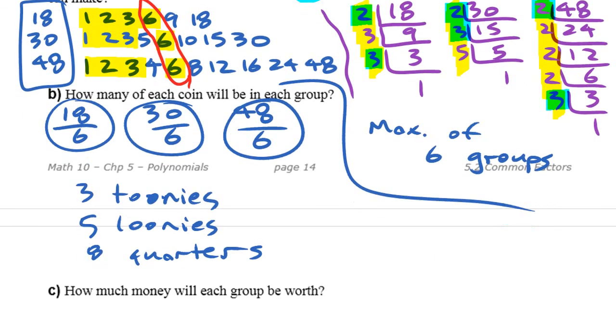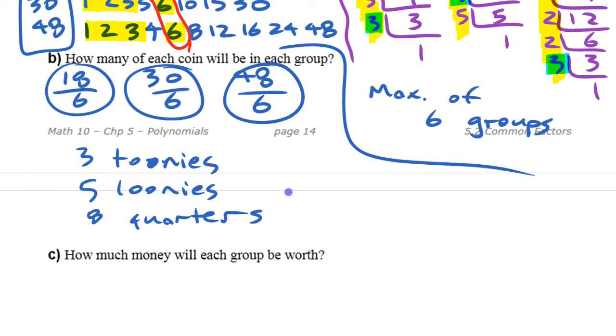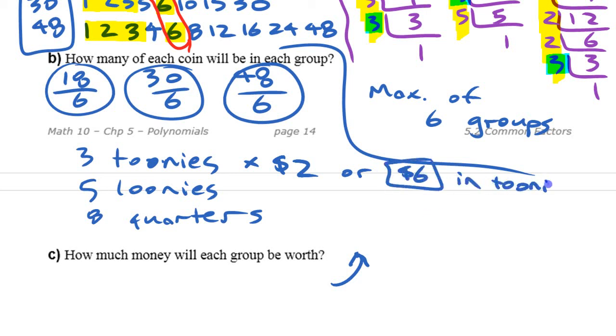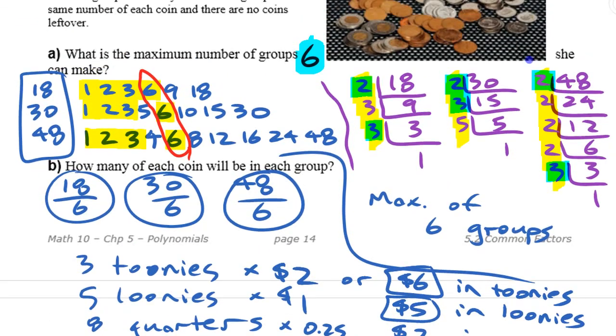And then the last part of this problem asks, how much will each group be worth? Well, you know how much each of those is worth. I'll just write it up there. 3 toonies times $2, or $6 in toonies. Or 5 loonies, which, you don't even have to write the multiplication here, is $5 in $1 coins. And 8 quarters times 25 cents, you're going to have $2 in quarters. All right, so that is that problem, using the greatest common factor to solve a problem.